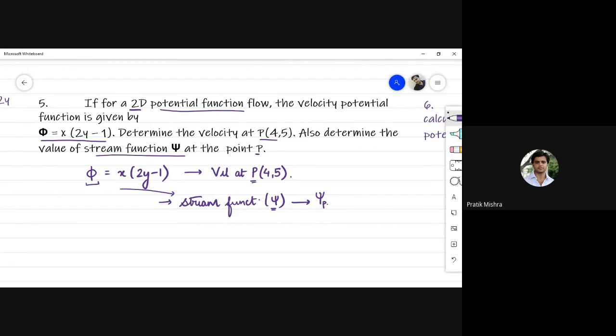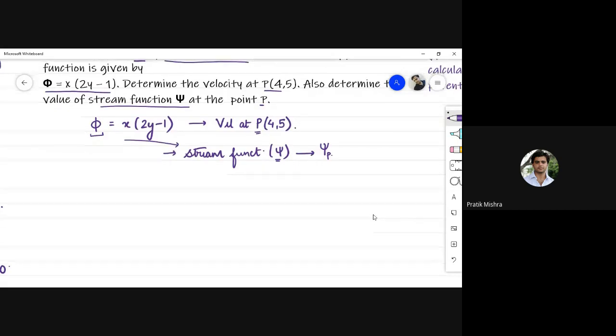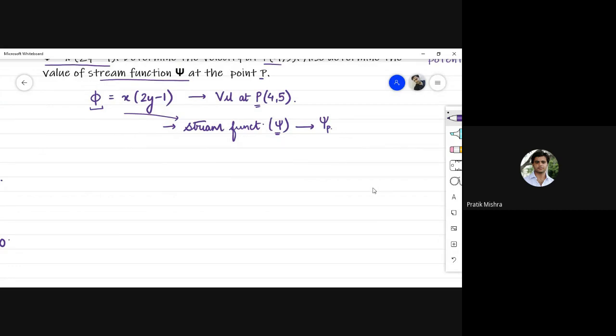तो सबसे पहले स्टेप बाय स्टेप, velocity potential function phi is given as x into 2y minus 1, and we know that our velocity vector v is equals to u times i cap plus v times j cap. Also, by definition, we know that minus del phi by del x is equals to u, and minus del phi by del y is equals to v.